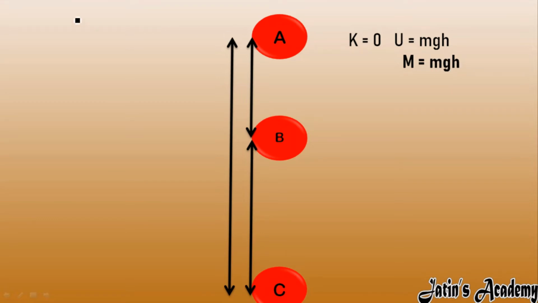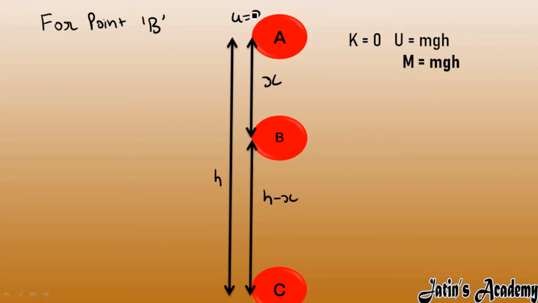Now let's see point B. For instant B, here we have this x, this h minus x, and this is total h. For example, at this point we have velocity vb, the velocity at instant B. Clear?